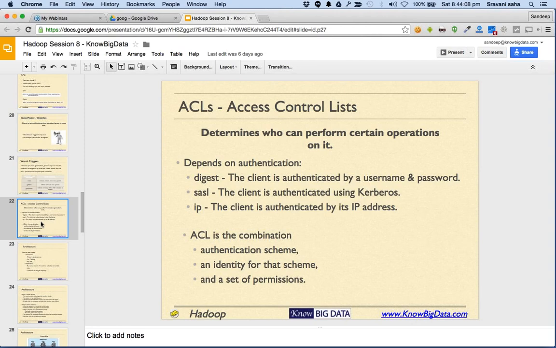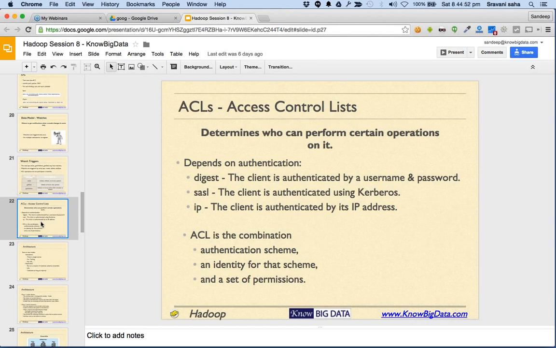And you can also write your applications which can utilize Zookeeper as a very small database for very high concurrency and coordination. Which brings us to the point: when there are so many different applications accessing the same database, different teams, different sets of users, how do you ensure that one user does not impact the other user's data? Therefore, there is something called ACL, Access Control List. It determines who can perform certain operations on it, and depends on authentication.